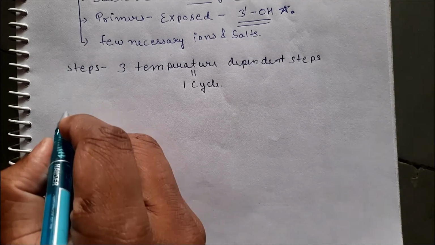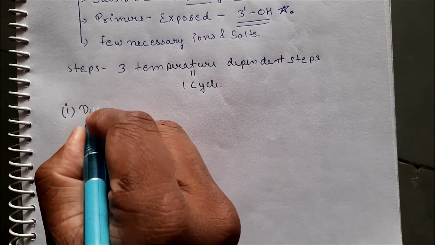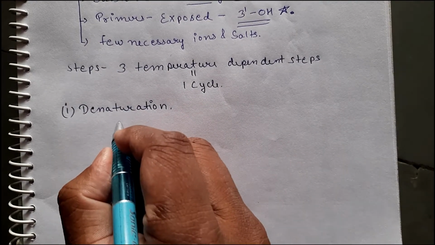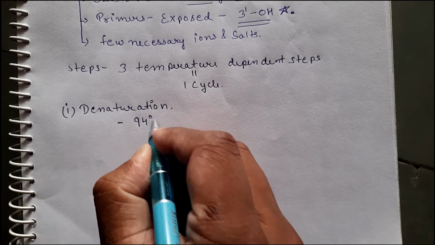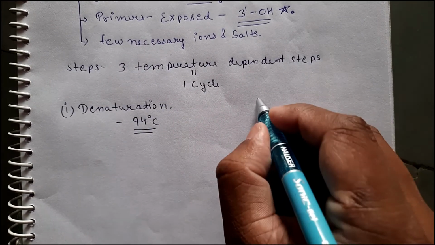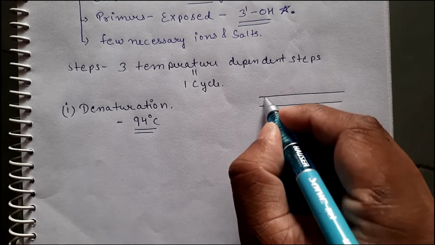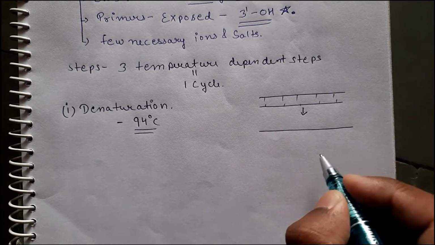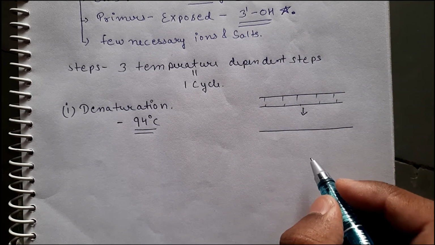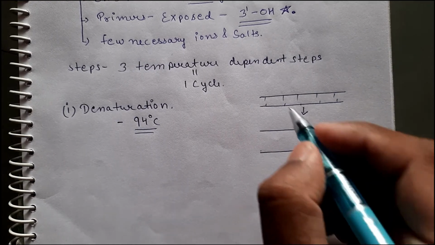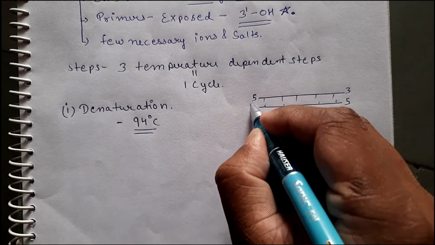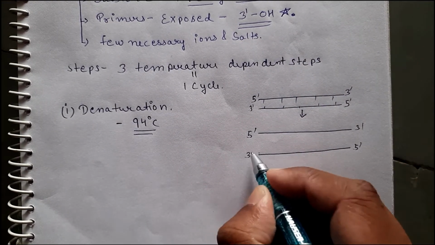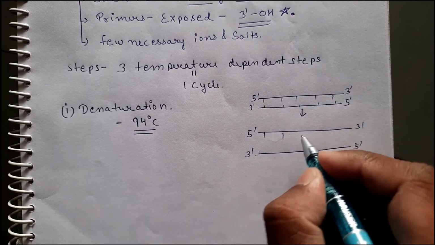So the first step of the PCR is denaturation. That means denaturation of the DNA molecule, in which the mixture which contains the DNA molecules is heated to 94 degrees Celsius for a couple of minutes, because as we know, Taq polymerase can survive up to 95 degrees Celsius. So we heat this solution which contains Taq polymerase, primers and DNA molecules to 94 degrees Celsius, so that the hydrogen bonds present between the two strands of the DNA break down and they separate from each other.